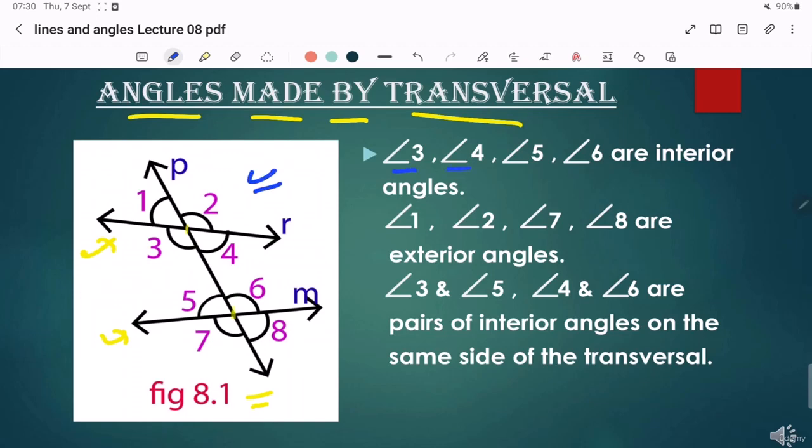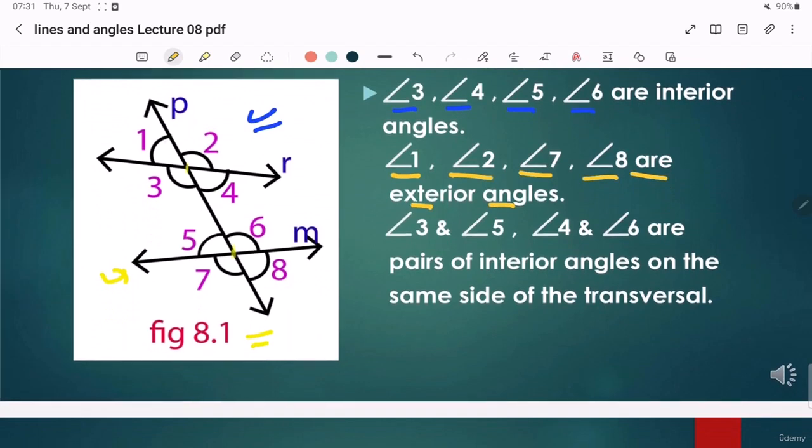Angle 3, angle 4, angle 5 and angle 6. These angles are interior angles. These are interior angles because these are in the interior of lines R and M. Angle 1, angle 2, angle 7 and angle 8 are exterior angles, because these are in the exterior of these lines R and M.